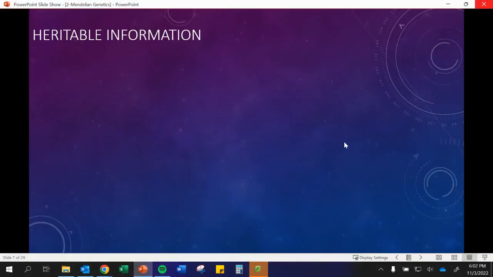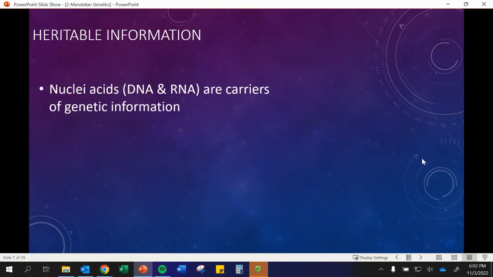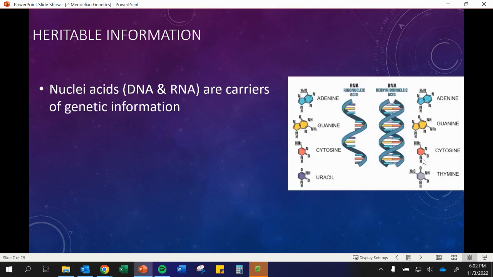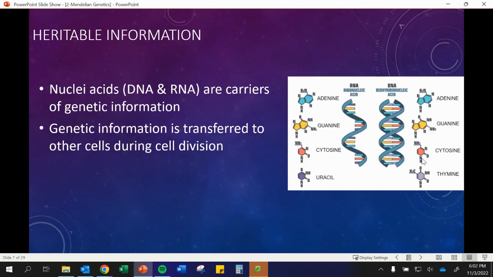Hey guys, so we're going to talk today about Mendelian genetics. So this is dealing with information that's inherited. Remember that we are able to get genetic information from DNA and RNA. Those are what are going to be containing genetic information. So they're going to be transferred through to other cells through cell division, which we talked about before.